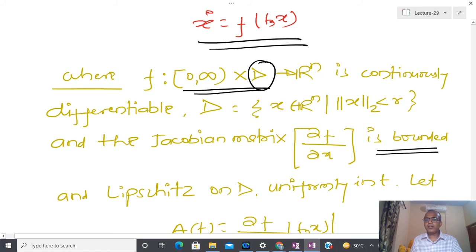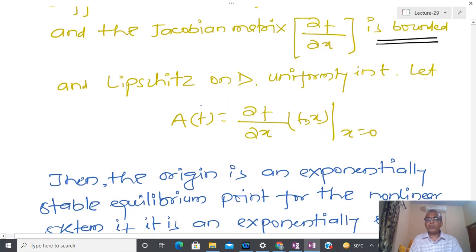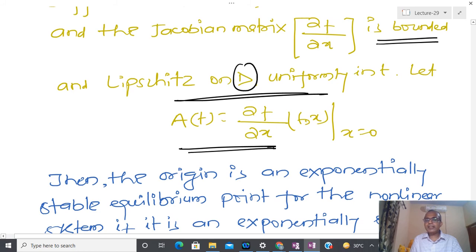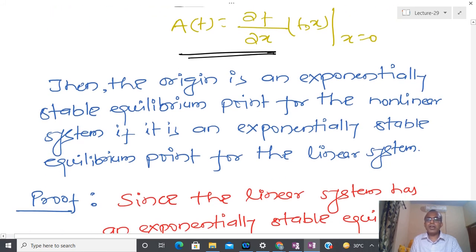And Lipschitz, uniformly Lipschitz in t, that for all t I have the same Lipschitz constant, and I have calculated A(t) like this. Then I can say that the origin is an exponentially stable point for the nonlinear system if it is an exponentially stable equilibrium point for the linear system. So if the equilibrium point of the linear system is exponentially stable, or if that is asymptotically stable, then the original system in that vicinity is also correspondingly exponentially stable or asymptotically stable. So this kind of result we have.